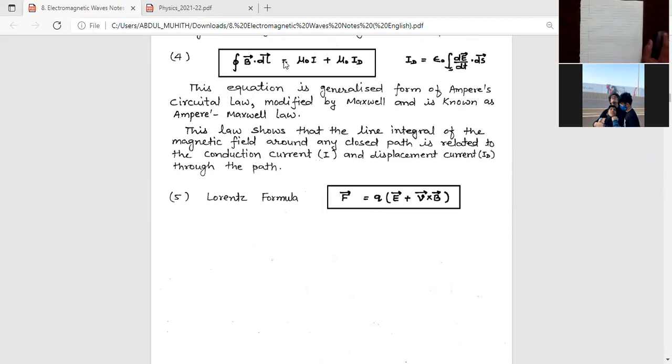Actually, there are only four equations. The Lorentz formula he added, and they also added this one. These are the total equations of what you call Maxwell's equations.